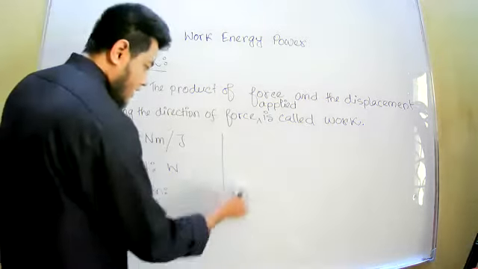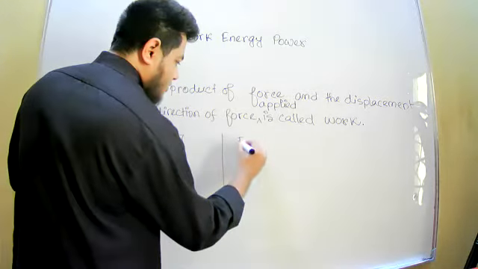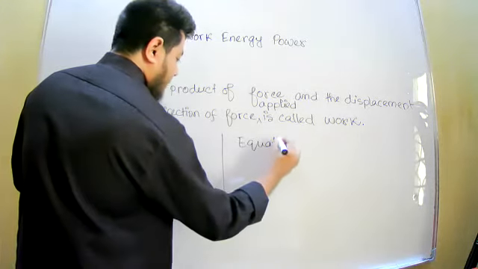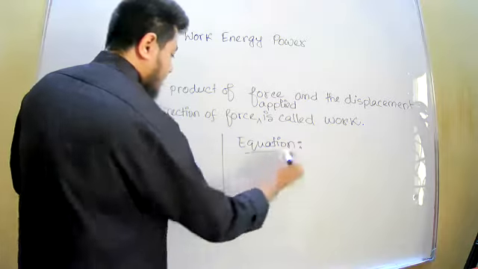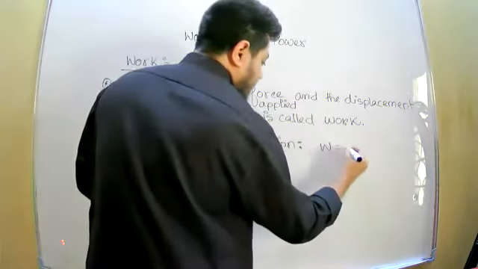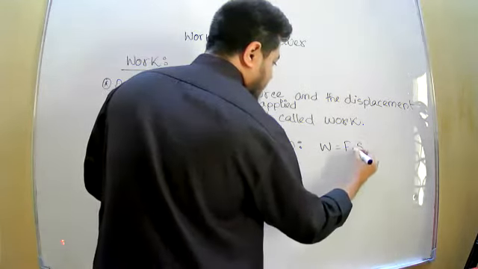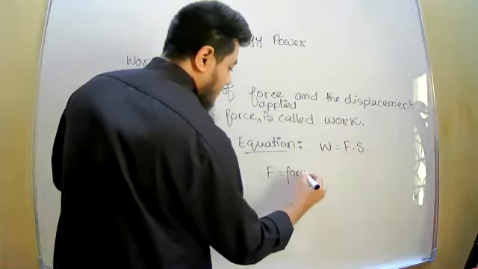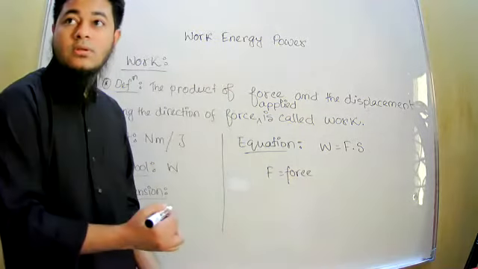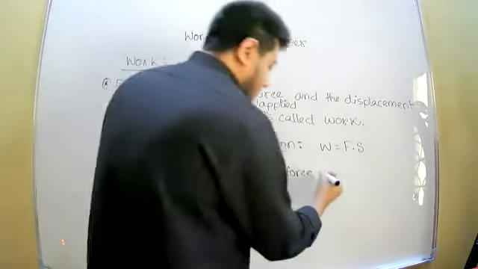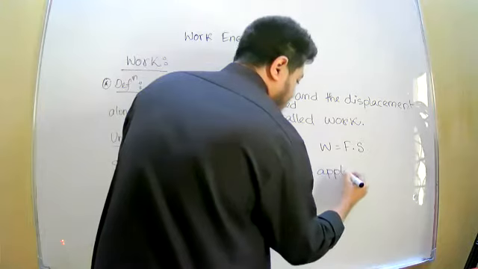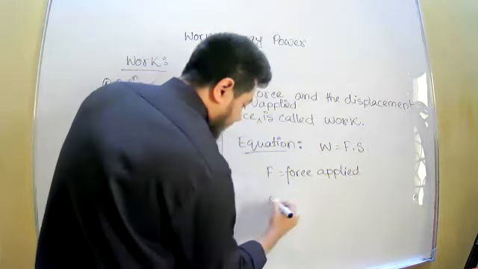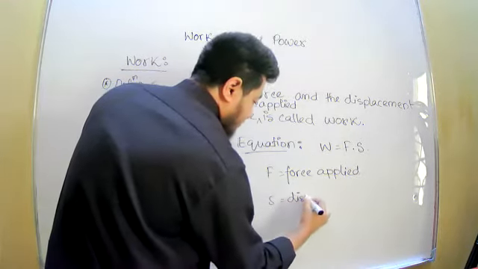Let us take a look at the explanation or the equation. Okay, what is the equation of work? It is W is equal to F into S. Okay, so what is F here? F is force applied, and S is the displacement.